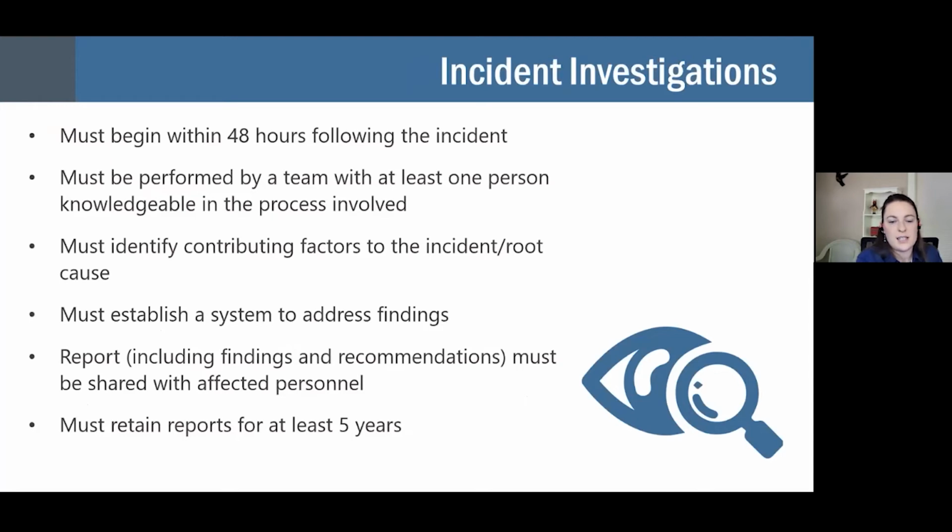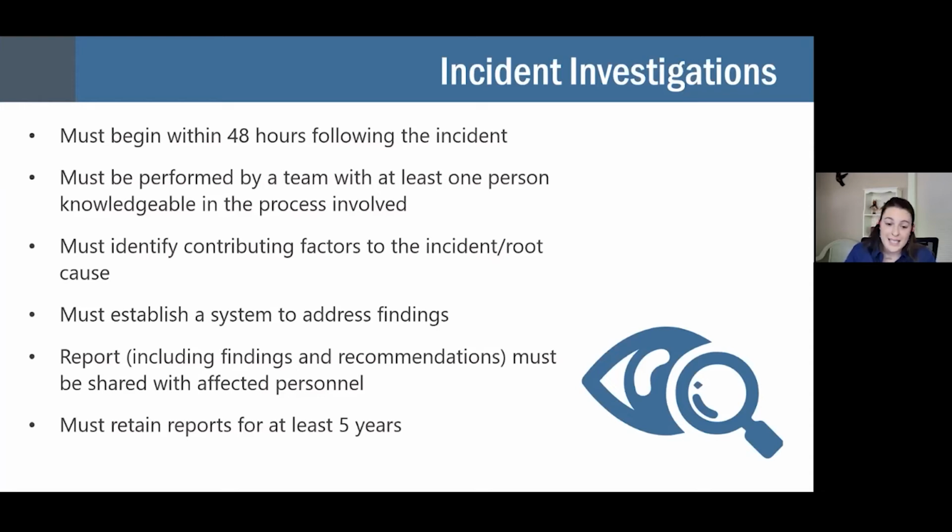Finally, incident investigation. The rule requires the owner and operator to investigate each incident which resulted in or could have resulted in a catastrophic release. The goal of the investigation is to determine the root cause of the incident and then take appropriate action to prevent such an incident from occurring in the future. The incident investigation must occur within 48 hours following the incident.